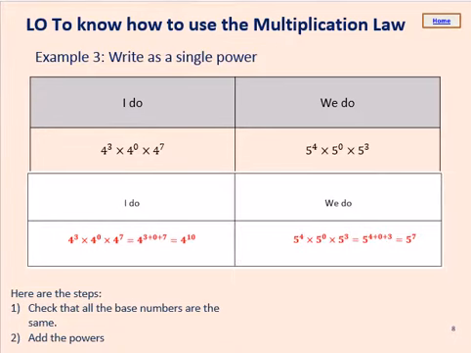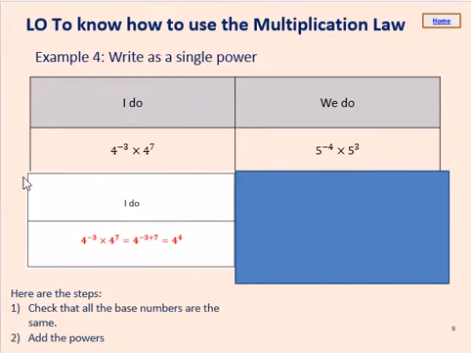So for the first we do, 5 to the power 4 times 5 to the power 0 times 5 to the power 3, that's going to be equal to 5 to the power of 4 plus 0 plus 3, which is 5 to the power 7. Give yourself a tick in green pen if you got that right. Really well done if you did. Be ready for the next example.